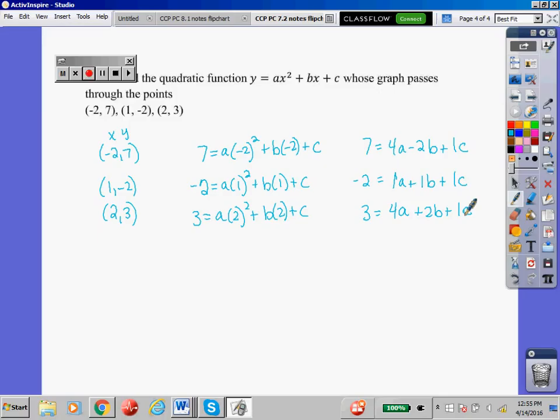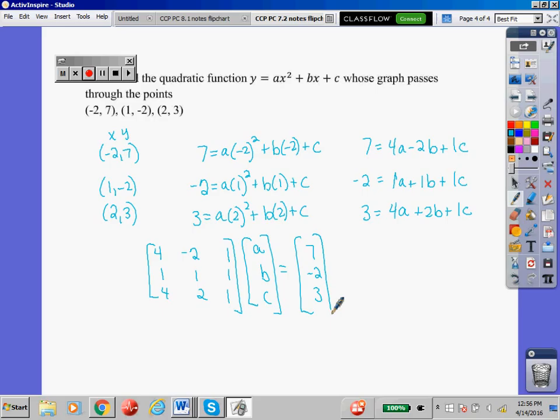This is really, really quite cool, and you're going to need a calculator, a graphing calculator. So what we're going to do is we're going to take the coefficients, and it's called the coefficient matrix. And we're going to write 4, negative 2, 1, 1, 1, 1, 4, 2, 1. Then my unknown matrix is the ABC. And then these are the y values.